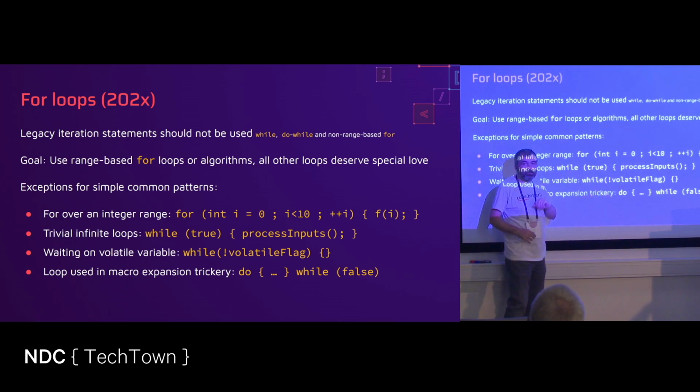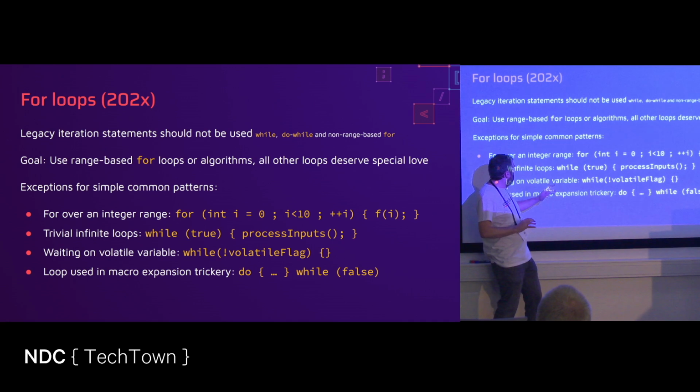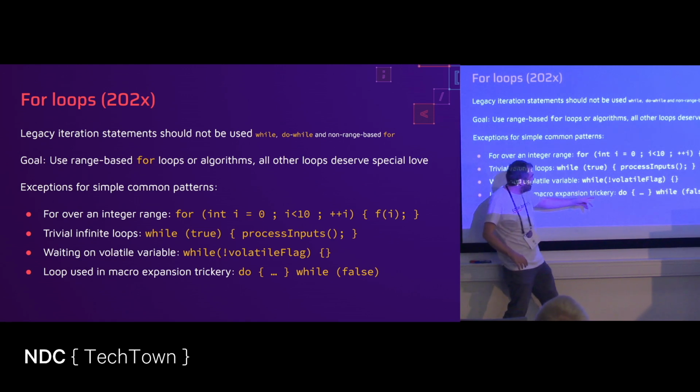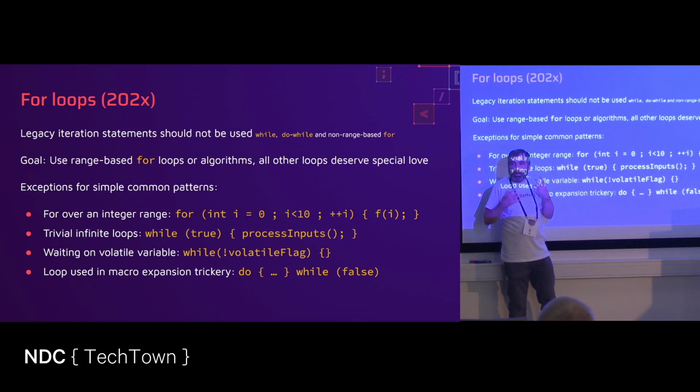We allow a while true because having an infinite loop on purpose is something that makes sense in many software, and it's obvious that it's infinite. It's not a hidden infinite loop, it's an explicit infinite loop. It's fine. We allow looping on a volatile variable because for embedded software, it's something that is quite common. And we also allow do while false, which is a trick used a lot by some macros. So we allow this specific pattern.